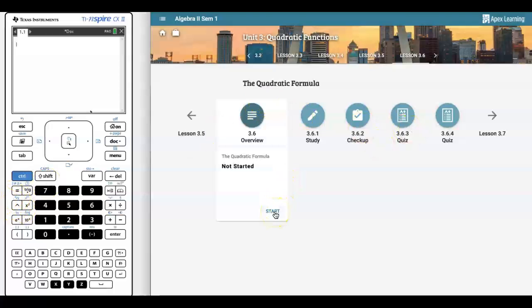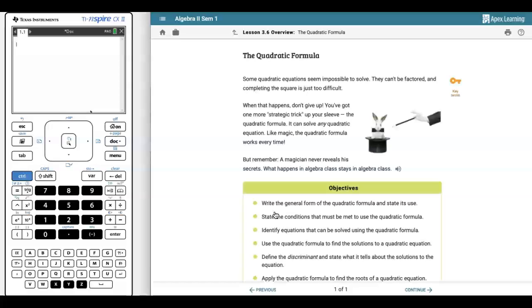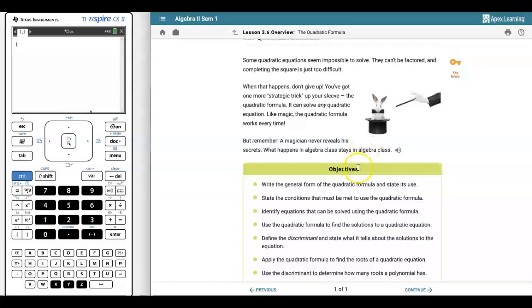All right. So starting off here, 3.6, again, quadratic formula. So looking at the overview here. So this is really, really going to be important for us because some quadratic equations aren't very obvious as to what the answers might be, right? We worked a lot with some simple quadratics. We worked a lot with things that maybe we could either have perfect square trinomials or we could complete the squares, right? But sometimes we just don't have that ability and it's not very obvious. So this is where this thing called the quadratic formula is going to come into play, all right?